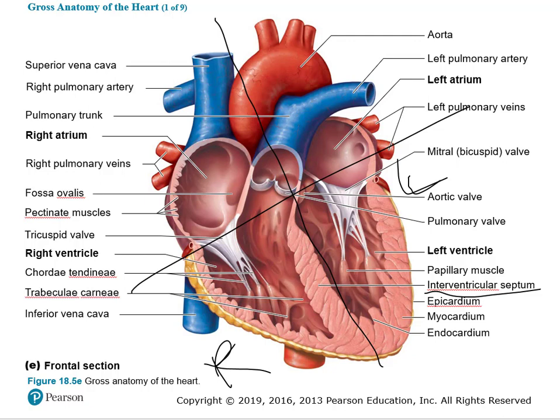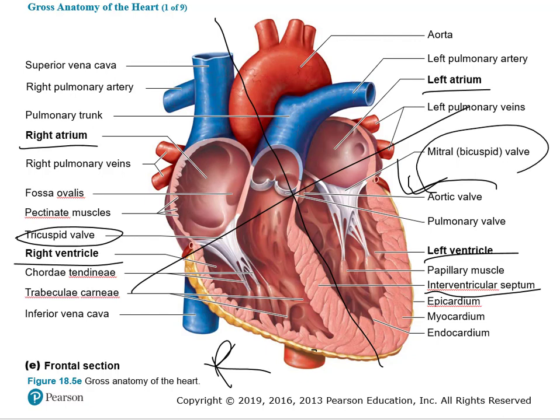And you have the top and the bottom also divided by valves. Here's the right atrium and here's the right ventricle, separated by a valve over here called the tricuspid valve. And the left atrium and left ventricle are separated by a valve called the mitral or bicuspid valve right there. These valves basically prevent the backflow from the ventricles into the atria. That's the main purpose of it.